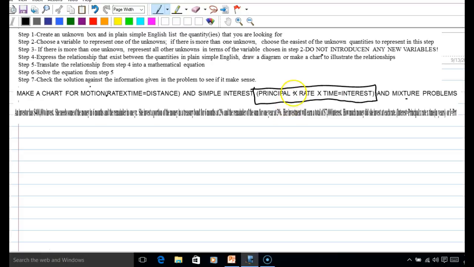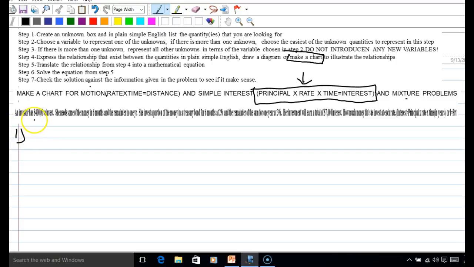Now, again, if we have a motion or a simple interest problem or a mixture problem, we are going to solve that particular problem by making a chart and utilizing this particular formula. But that occurs in step 4, so we have to develop the problem as we did before.